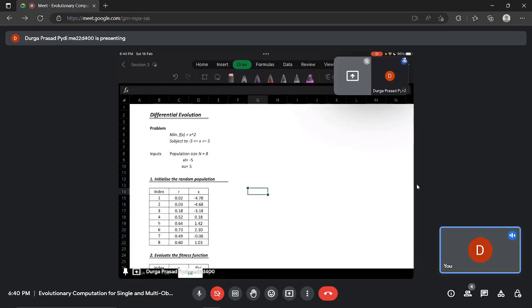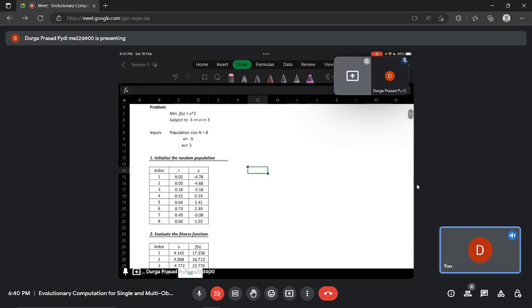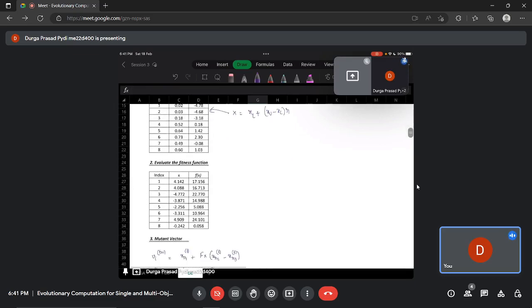All of these algorithms start with the same basic step. We initialize the random population. We are again using the same formula as previously. This will be your uniform random variable, and you use the same formula to get all these values of x. Once you get some values of x, the next step is to evaluate the fitness function.